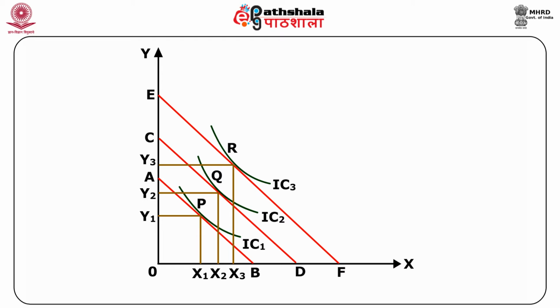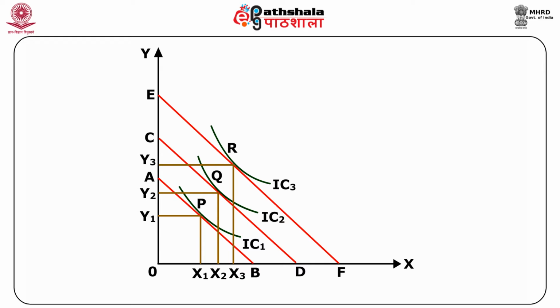Now, suppose the income of the consumer increases from M1 to M2. With this increase in income, the consumer will now be able to purchase larger quantities of both the commodities. As a result, the budget line shifts rightward parallel to the original budget line AB. The new budget line representing M2 income level is shown by CD. With the budget line CD, the consumer reaches a new equilibrium Q on the highest possible indifference curve IC2. At Q, the consumer purchases OX2 of commodity X and OY2 of commodity Y. Thus, as a result of increase in income, the consumer purchases more of both the commodities.